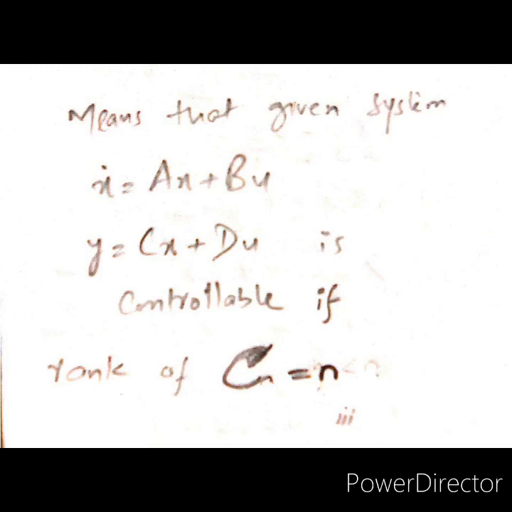All this means that the given system, that is x dot equals Ax plus Bu, y equals Cx plus Du, is controllable if and only if the rank of the controllability matrix, that is bold C, is equal to n. The rank of this matrix is equal to n. Only then is this given system controllable.